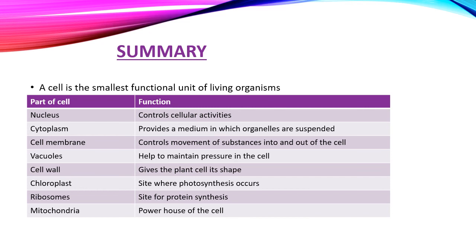The cell wall gives the plant cell its shape. The chloroplast is the site where photosynthesis occurs. The ribosomes are sites for protein synthesis, and the mitochondria are the powerhouse of the cell.